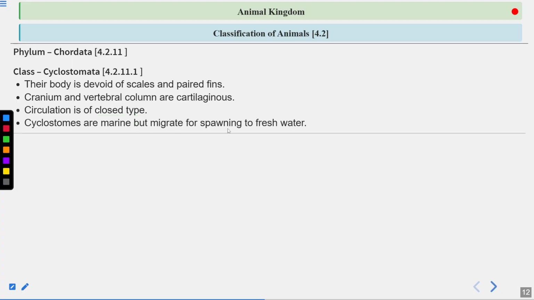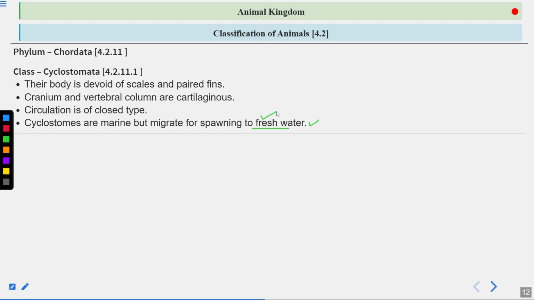Cyclostomes are marine but migrate to freshwater for spawning. Now this is very, very important to understand. Cyclostomes are marine organisms, found in the sea, in the ocean. But at the time of spawning, at the time of reproduction, they move from the sea to rivers, freshwater. Freshwater means water that does not have dissolved salt in it, right? So they move in the opposite direction, from sea to river. There they spawn, there they reproduce.